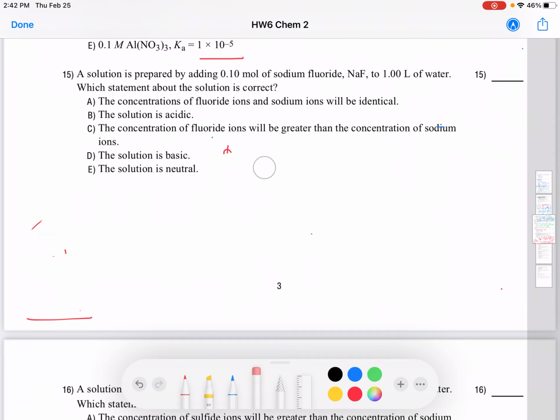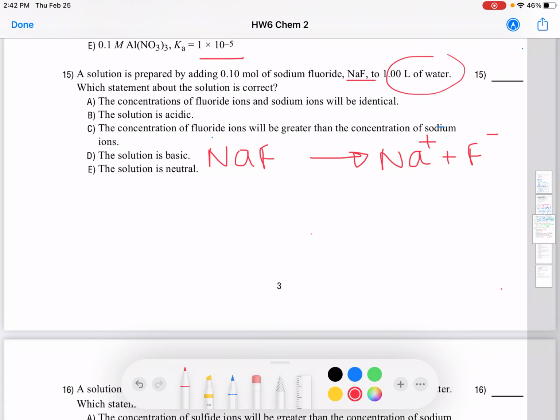All right, so the first one is sodium fluoride. When you are given a reaction like that, you put 0.1 mole of sodium fluoride into 1 liter of water. Sodium fluoride is again a salt. When you put it into water, it's going to dissociate into ions, giving you sodium ions and fluoride ions.